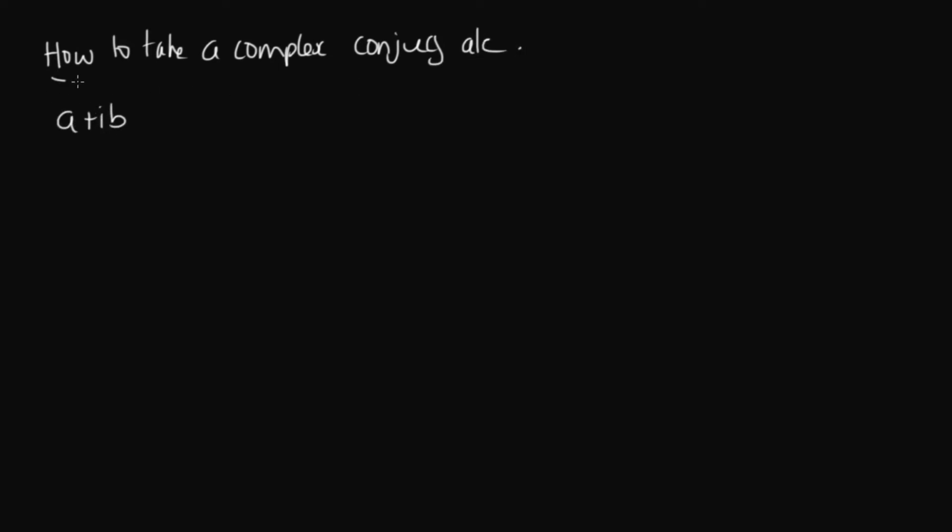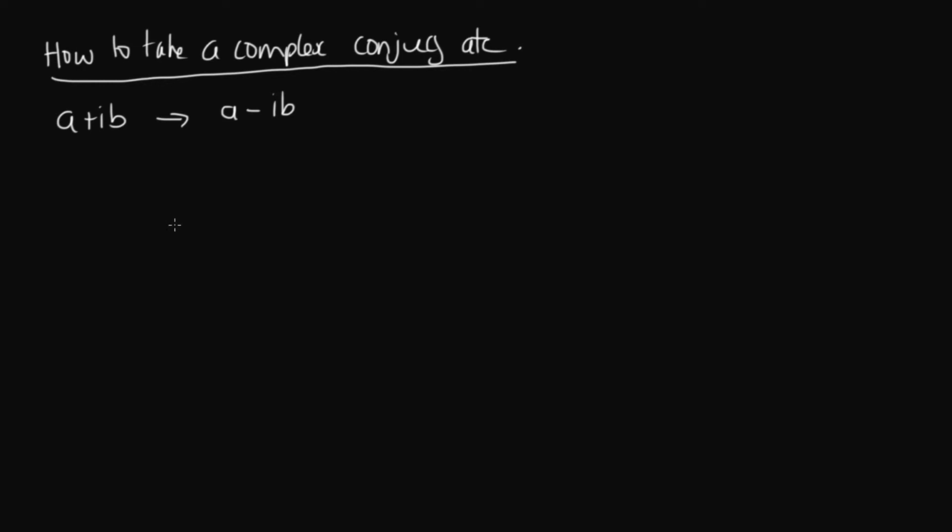Okay, so now that we know what a complex number is, let's look at how to take a complex conjugate. Okay, so if we have a plus ib and we want to take the complex conjugate of that, all we need to do is change the sign in front of the imaginary part, which is the ib part. So the complex conjugate of a plus ib is a minus ib.